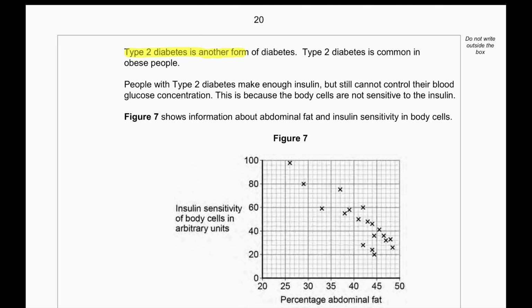Type 2 diabetes is another form of diabetes. Type 2 diabetes is common in obese people. People with type 2 diabetes make enough insulin but still cannot control their blood glucose concentration. This is because the body cells are not sensitive to insulin. Figure 2 shows information about the abdominal fat and insulin sensitivity in body cells. So, type 2 diabetes is a lifestyle-related disease.